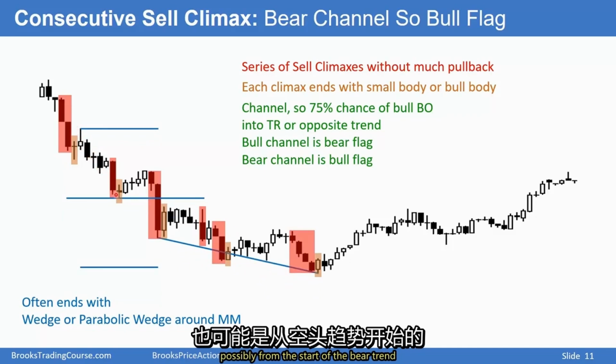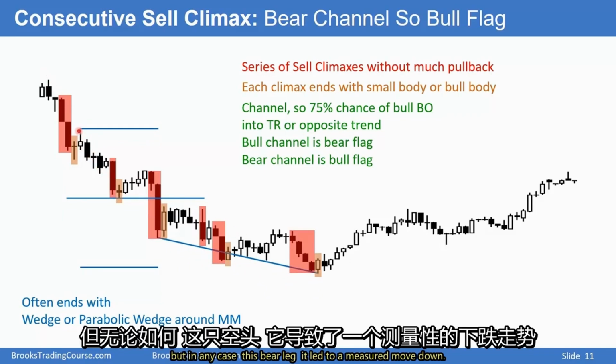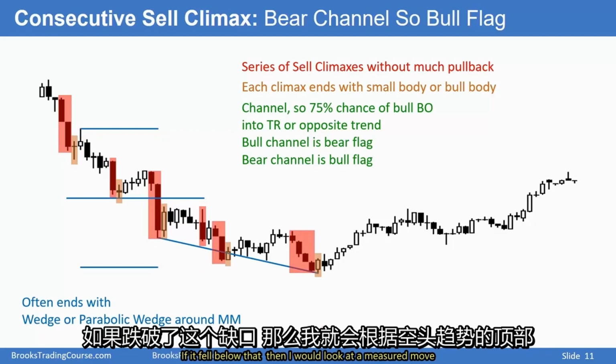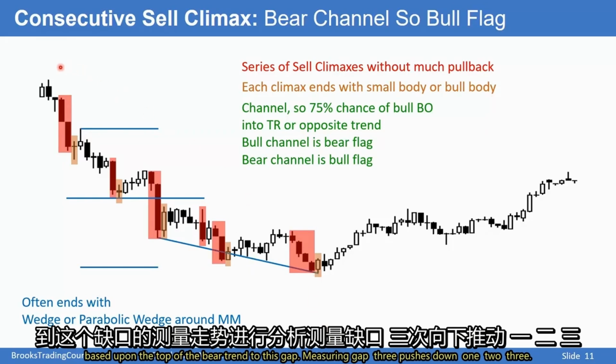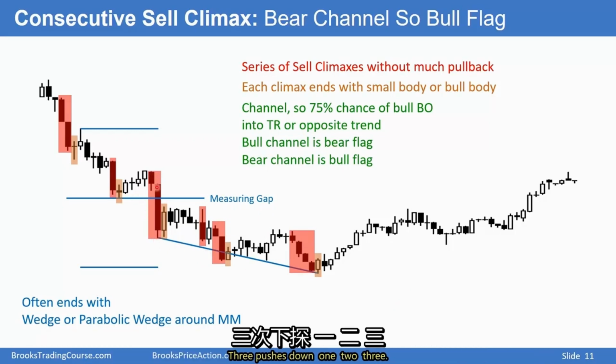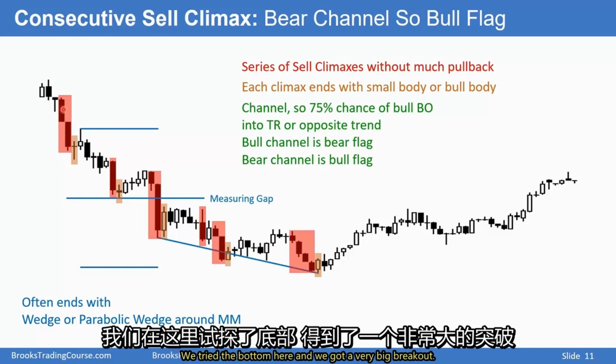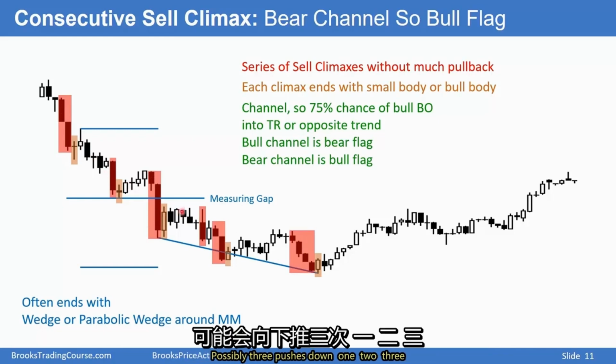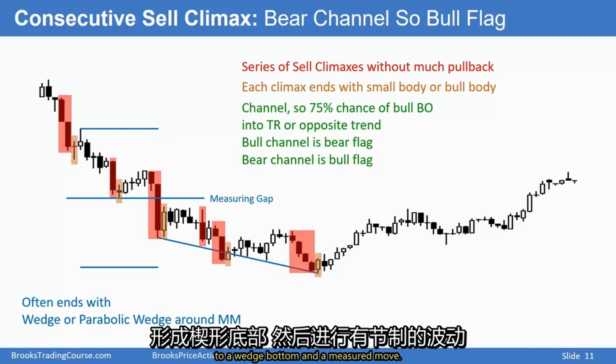Maybe from the start of this bear leg, possibly from the start of the bear trend. But in any case, this bear leg, it led to a measured move down. If it fell below that, then I would look at a measured move based upon the top of the bear trend to this gap. Measuring gap, 3 pushes down, 1, 2, 3. Very big breakout bar. We tried to bottom here, and we got a very big breakout, possibly 3 pushes down, 1, 2, 3, to a wedge bottom, and a measured move.